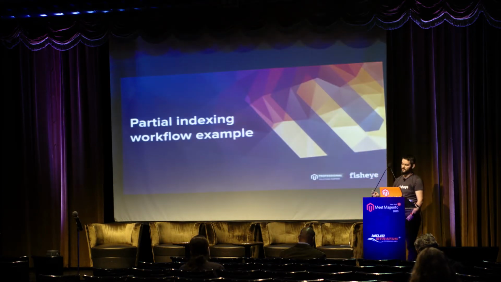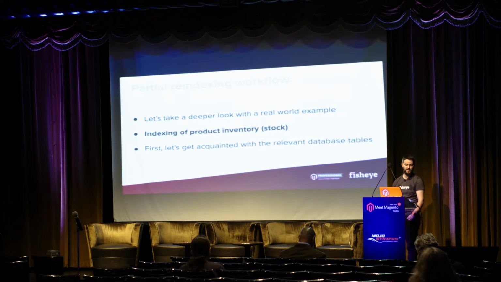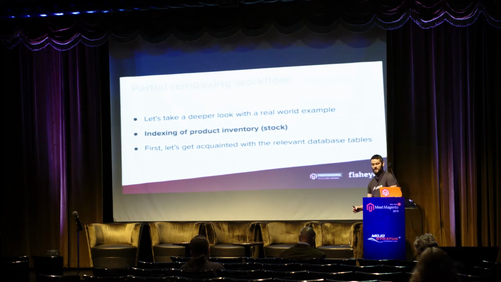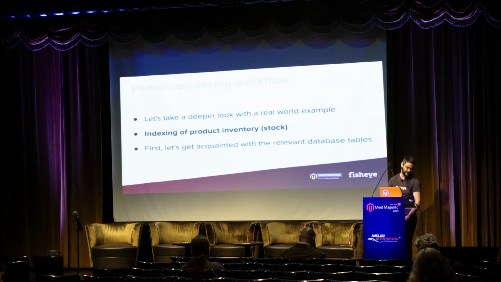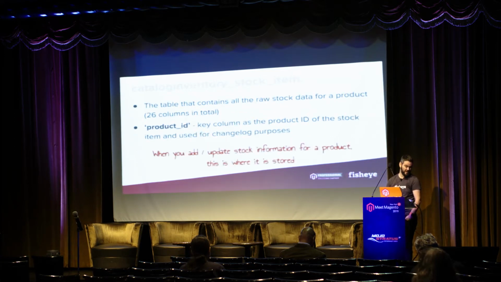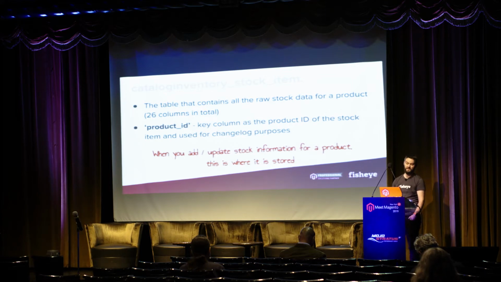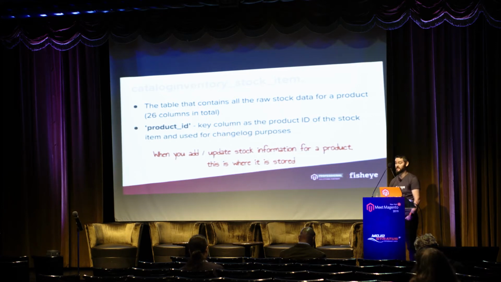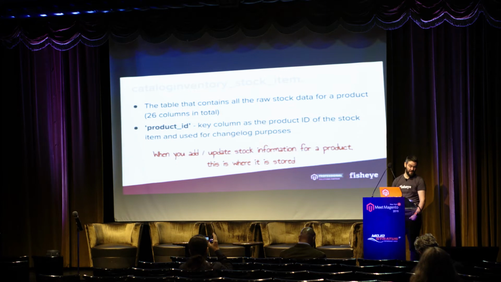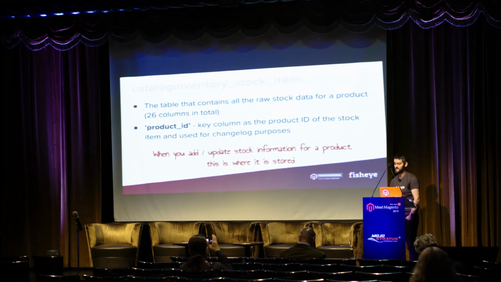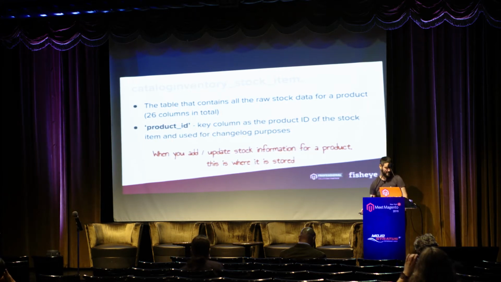So let's have a look at a full workflow example. We're going to look at product inventory. This is the older default catalog inventory, not the newer MSI, but it's still relevant for the example that I want to show. We're going to start by looking at the database tables that are involved. The first one is catalog inventory stock item. This has 26 columns, all about data related to the stock for a particular product. The key column is the product ID column. This is the column that's picked up by the changelog table.